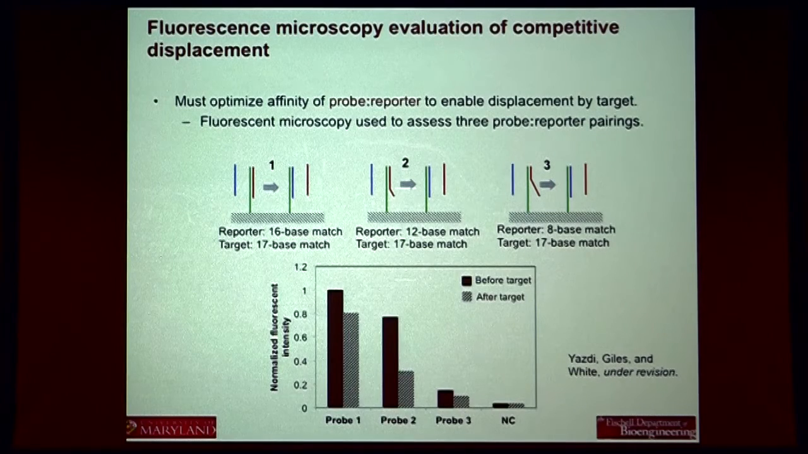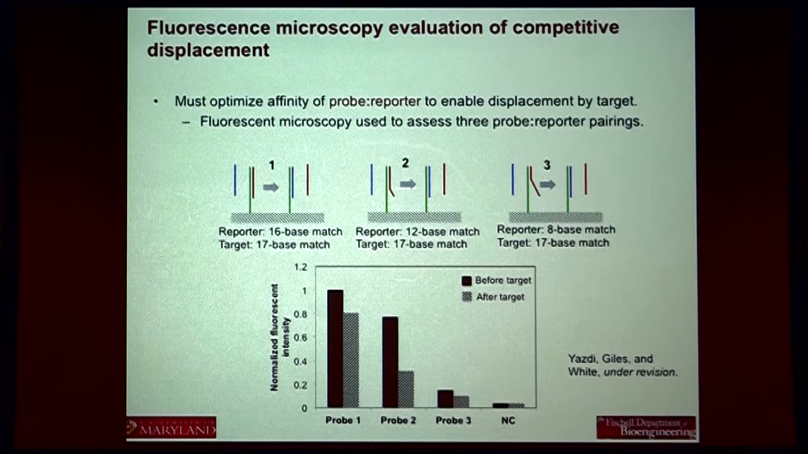So if I look at this first case, remember the reporter has a fluorophore on it, so I can look at the fluorescence of it. So in this case, I get lots of reporter onto my structure here. But then when I add the target, not very much gets knocked off, just a little bit. So here's your papa bear.